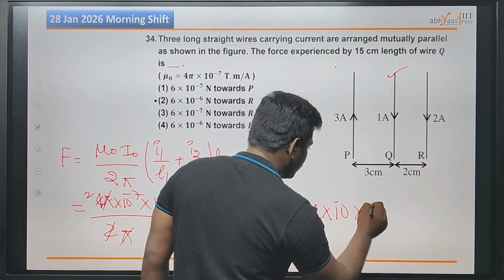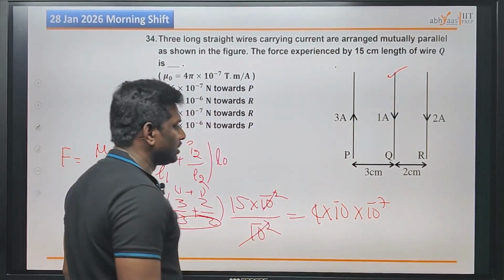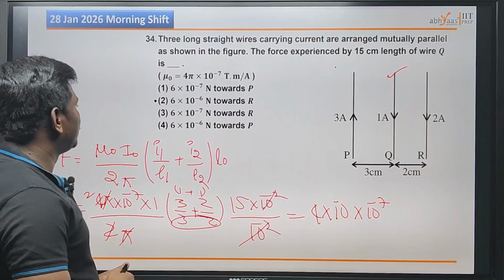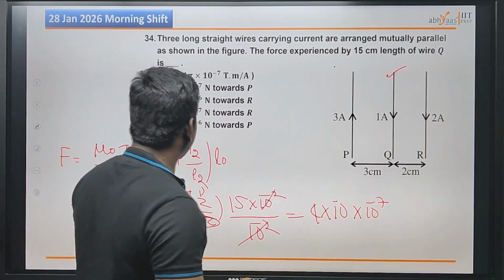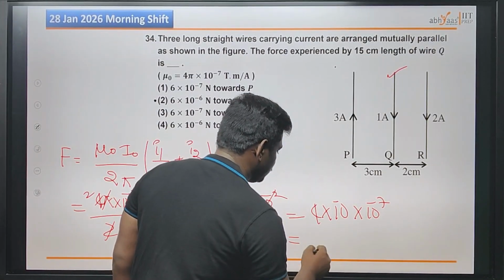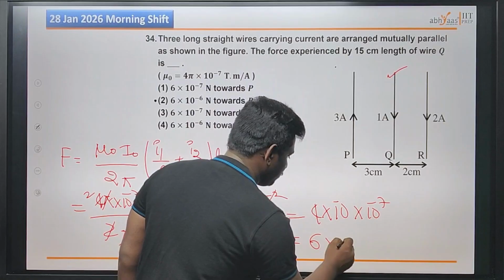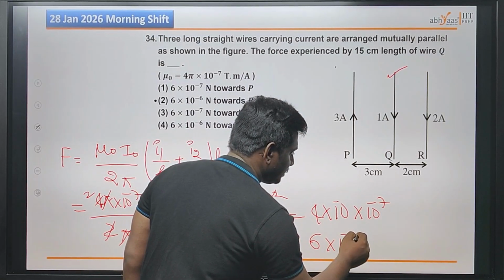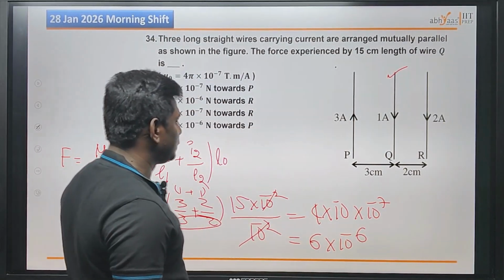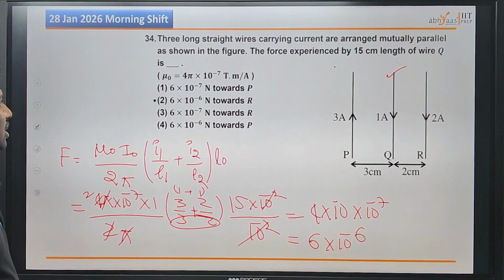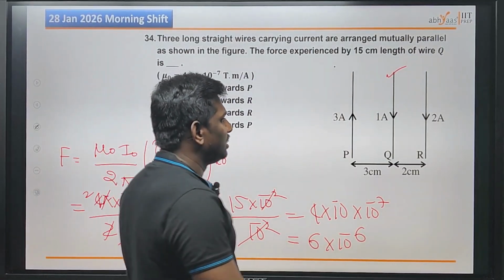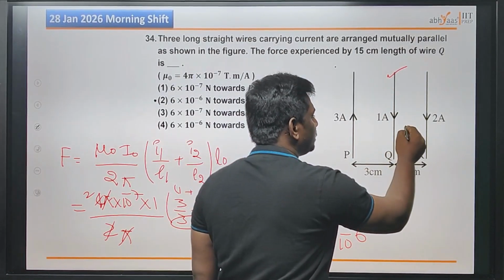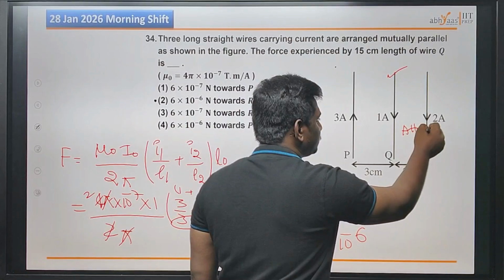15 into 10 to the power minus 7. If you rearrange the things, you will get 6 into 10 to the power minus 6. This is your force, Newton, towards there. Why towards there? It is in the same direction. That's why these two attract.